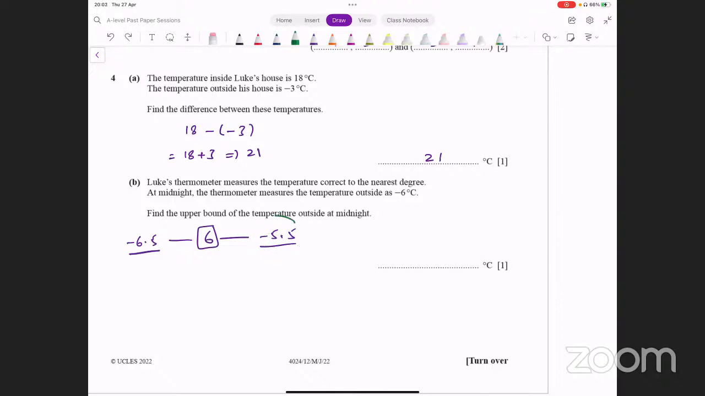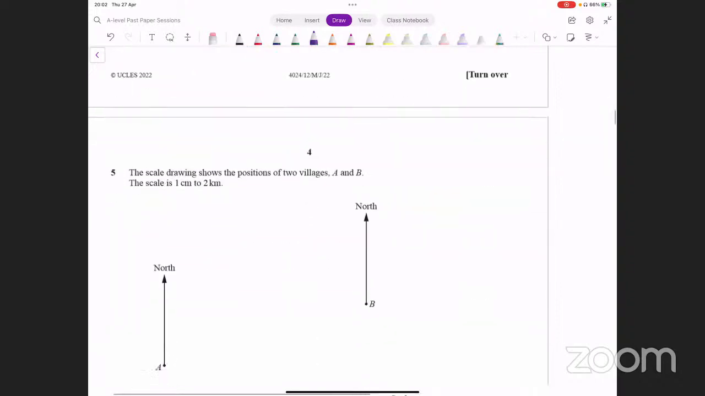So -5.5 is the larger number. This is your upper bound and this is your lower bound. उसने अपर बाउंड पूछा हुआ है आपसे. अपर बाउंड में आप क्या लिखोगे, it's -5.5 degrees Celsius. ठीक है? Let's move on. That was question number 4.